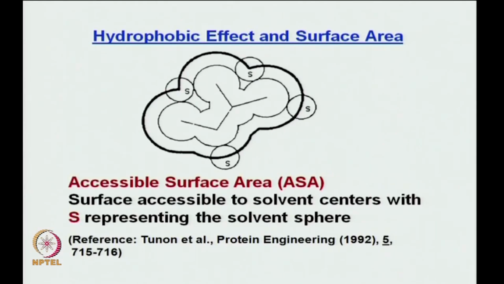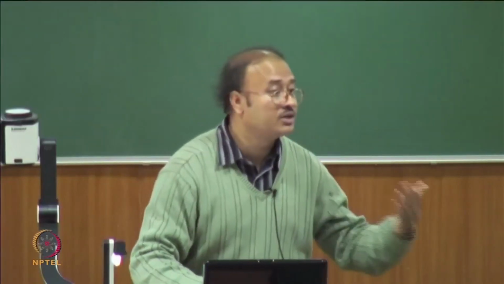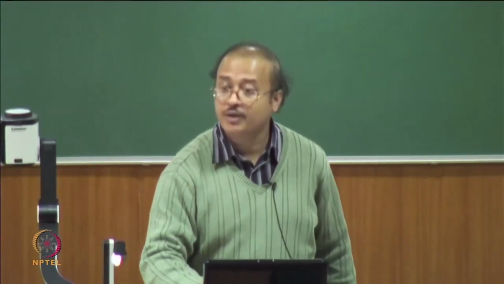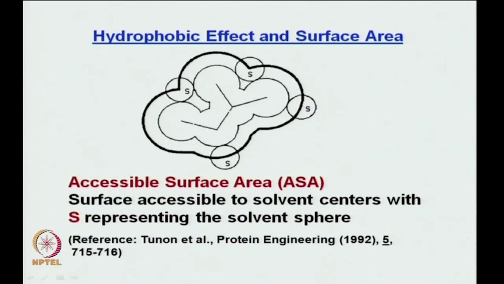Is that clear? So, that is why this term is very important, accessible surface area. Accessible means the surface area that can actually be accessed by the solvent molecules, as shown by this schematic. Okay. So, as it says, S is representing the solvent sphere, and I have taken it for this reference.